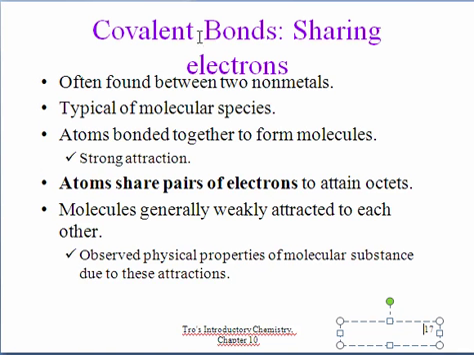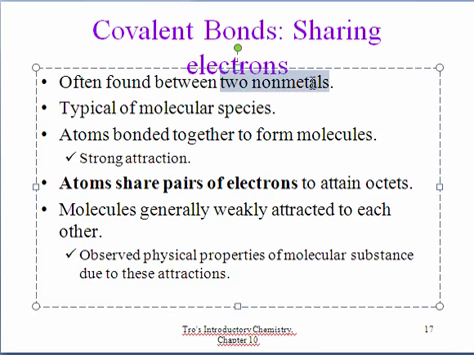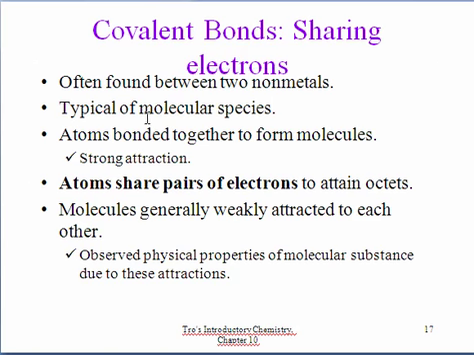Now let's look at bonding that occurs when electrons are shared. Ionic bonding comes from electrons being transferred from a metal to a nonmetal. But in covalent bonds, we share electrons. Covalent bonding is typically found between two nonmetals. And we see covalent bonding when we see molecular species or substances that are made of molecules.